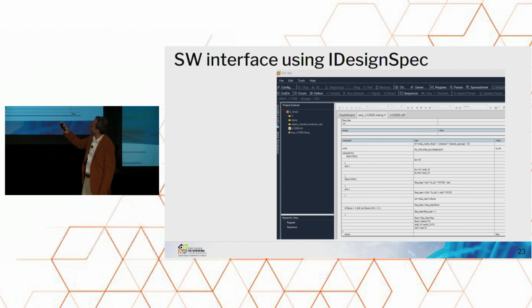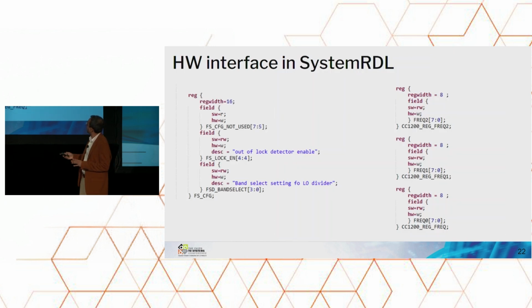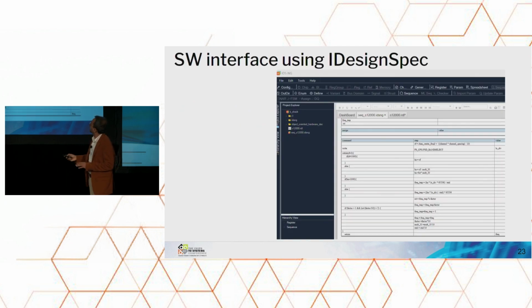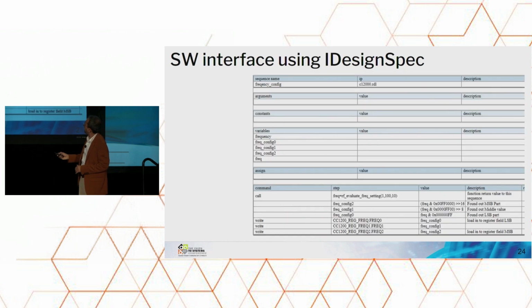So here is our software. Here we are describing one of the equations that you saw earlier, this one, and describing it in our tool, in the iDesign Spec tool, basically capturing the sequence of programming it. Don't worry about the details, I'll show you the slides, but basically the same equation is captured here. So you captured the registers and you captured how you're programming it. And now this becomes the building block for others.